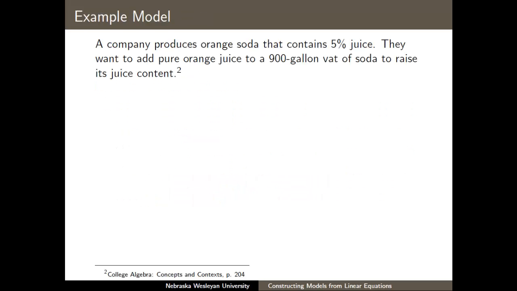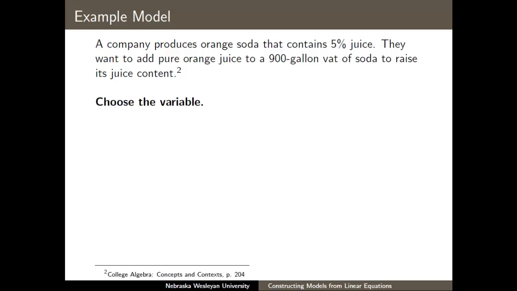A company currently produces orange soda that contains 5% juice. They have a 900-gallon vat of this soda, and they'd like to raise its juice content overall by adding pure orange juice. A natural model that we might make here is what will be the resulting juice content after we've added a certain amount of orange juice. Adding a small amount of orange juice to this large vat of soda is only going to raise it a little bit. Adding a large amount of orange juice could raise it a lot.